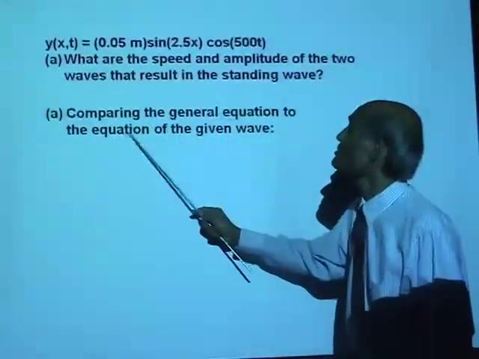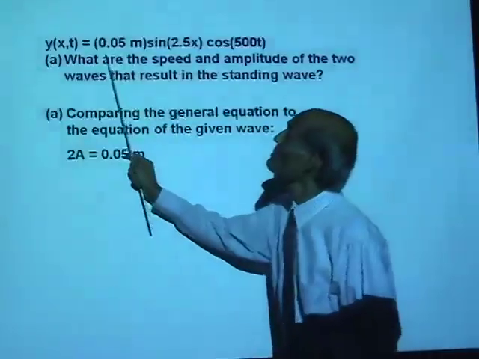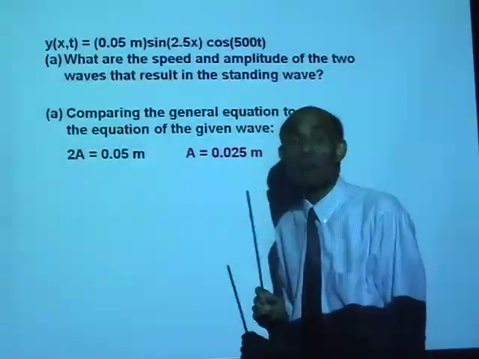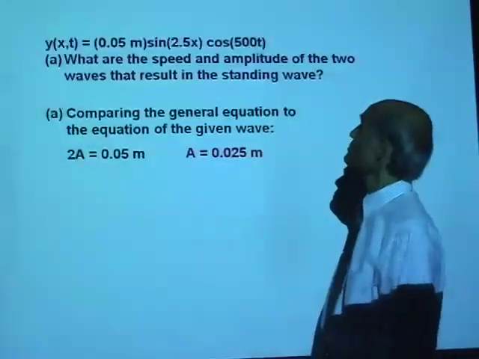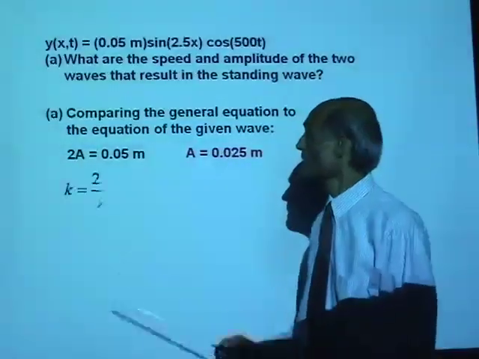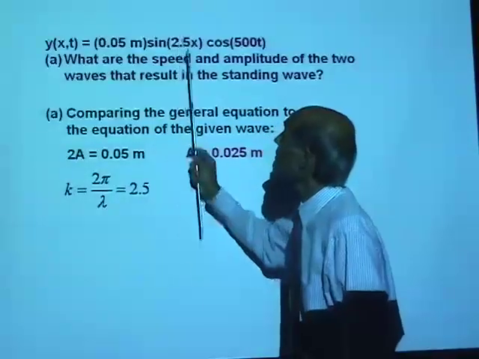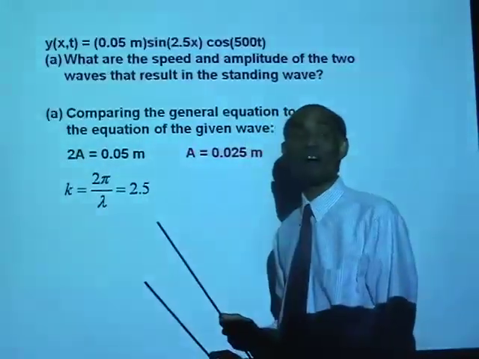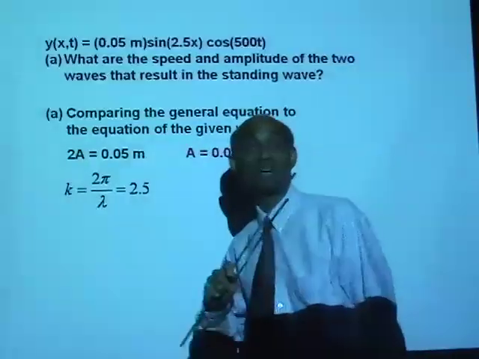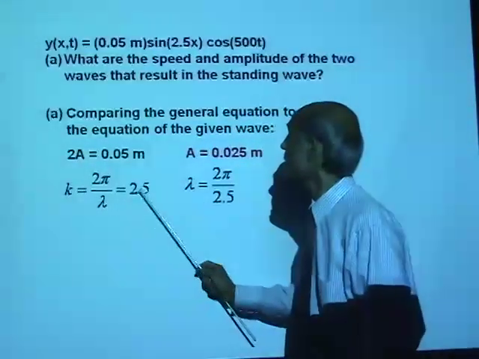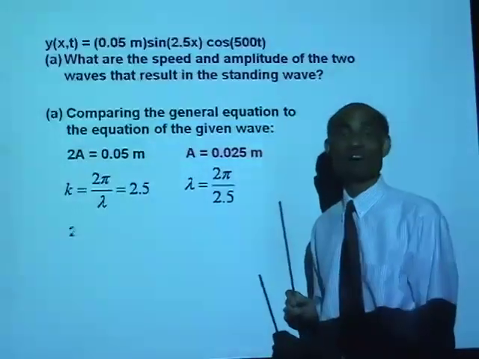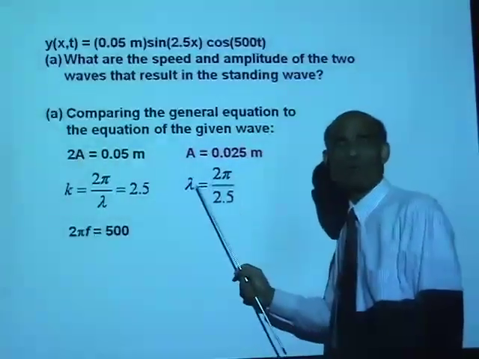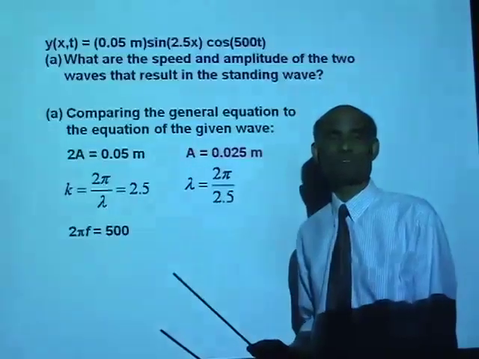Comparing the general equation to the equation of the wave, we have 2a equal to 0.05 meter. That gives you A, the amplitude of each wave is 0.025 meter. You got k equal to 2.5, but k is 2 pi by lambda. So 2 pi by lambda equal to 2.5. We can obtain wavelength right away from there. So wavelength lambda equal to 2 pi divided by 2.5, and that will be, well, I didn't calculate that. You can calculate that on your own. What is 2 pi divided by 2.5?